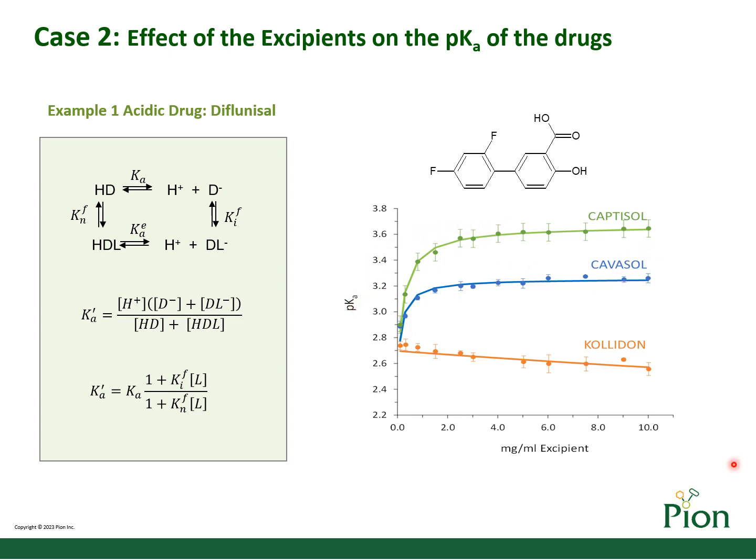The interactions of diflunisal with Kollidon are different in comparison with the cyclodextrins. The pKa shift is smaller and negative. This behavior could be explained due to the fact that the anionic species of the drug is the one that is interacting with the excipient.